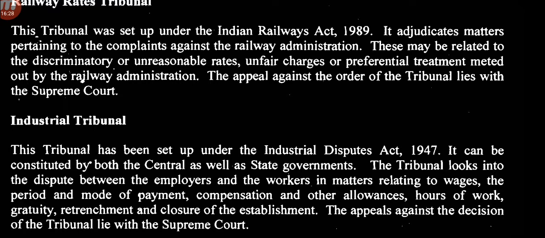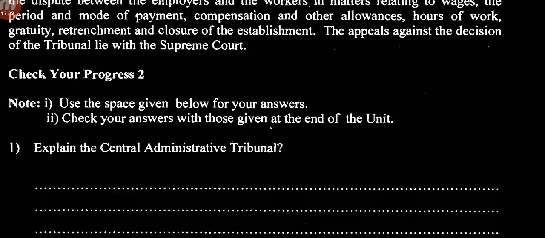Industrial Tribunal. This tribunal has been set up under the Industrial Disputes Act 1947. It can be constituted by both the central as well as state governments. The tribunal looks into the dispute between the employers and the workers in matters relating to wages, the period and mode of payment, compensation and other allowances, hours of work, gratuity, retrenchment and closure of establishment. The appeals against the decision of the tribunal lie with the Supreme Court.